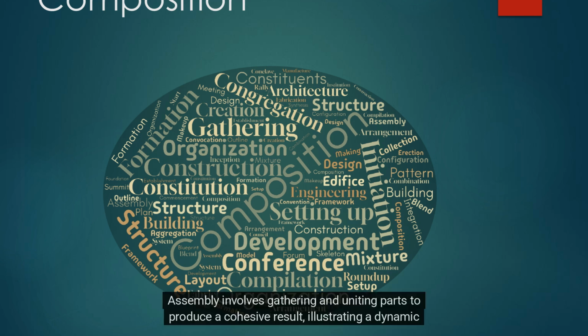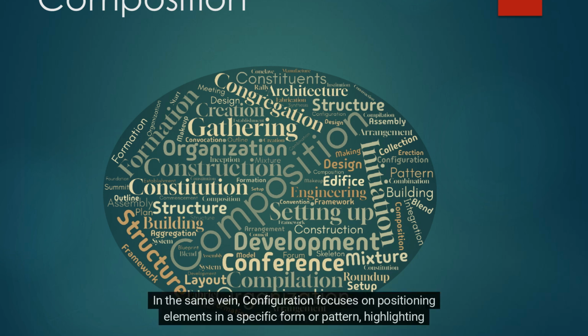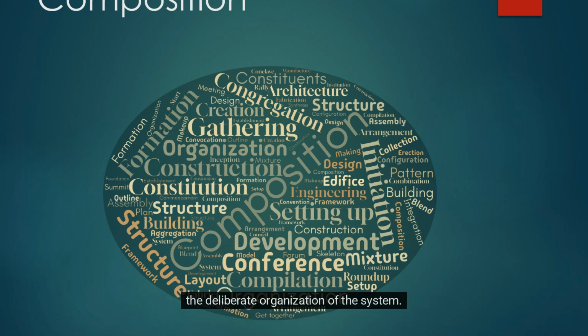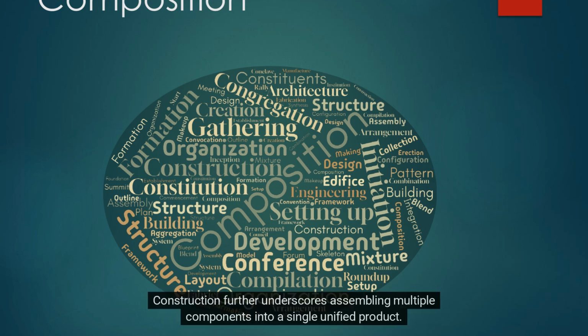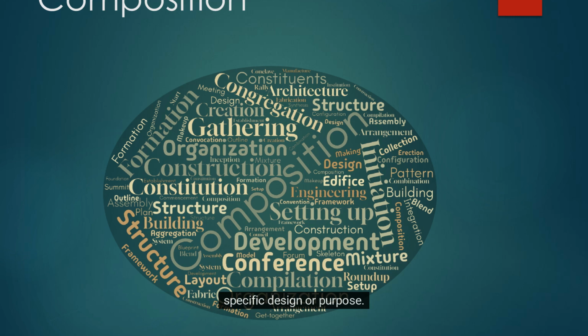Assembly involves gathering and uniting parts to produce a cohesive result, illustrating a dynamic approach to building composites. In the same vein, configuration focuses on positioning elements in a specific form or pattern, highlighting the deliberate organization of the system. Construction further underscores assembling multiple components into a single unified product. Finally, arrangement centers on methodically placing items in a particular order or layout to fulfill a specific design or purpose.